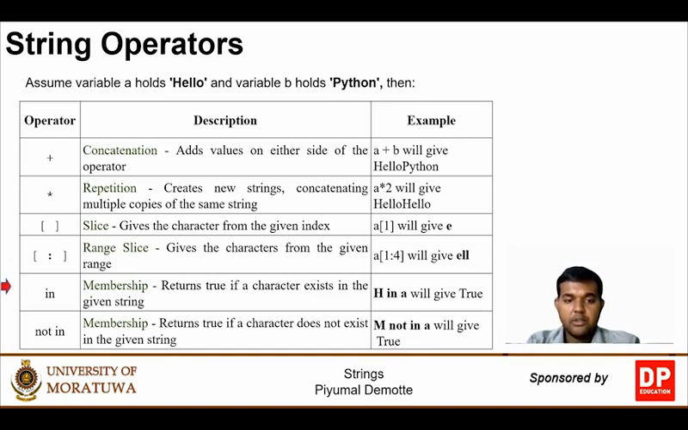Furthermore, there exists a useful operator, namely the membership operator. We can use this operator to check whether a certain substring or a character is included in a given string. If we check whether letter h is in variable a, it will return true. The not in operator is the same as the previous case, except it will return true if a character does not exist in a given string. If we check whether letter m is not in variable a, it will return true.